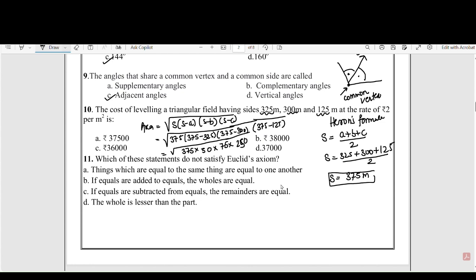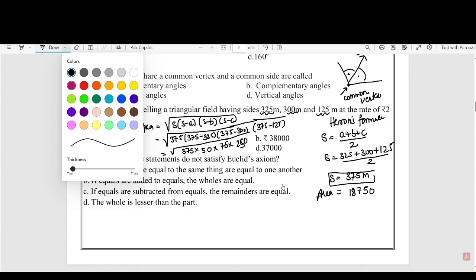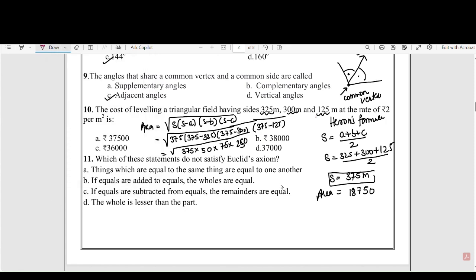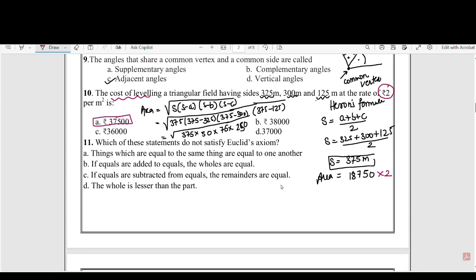Now break this, you will get the area as 18750. Now this is the area of a triangular field. Now you find the cost of leveling at the rate of ₹2. So multiply this by 2. The result is 37500.